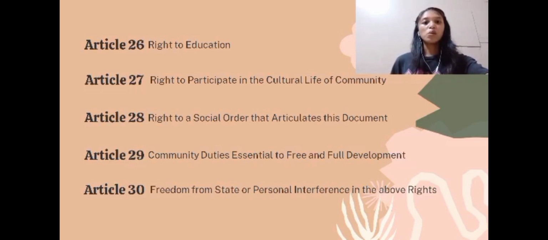Article 29, community duties essential to free and full development. So we all have a duty to other people and we should also protect their rights and freedom. Article 30, freedom from state or personal interference in the above rights. So this means that no one can take away your human rights. Nothing in this declaration may be interpreted as implying for any state, group, or person any right to engage in activity or to perform any act aimed at the destruction of any of the rights and freedoms.